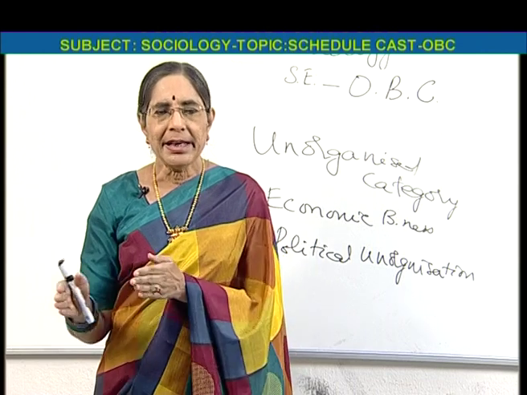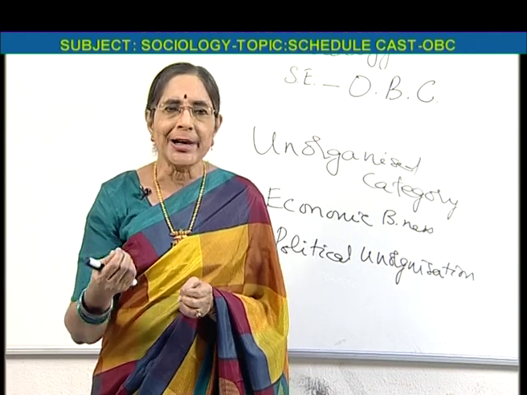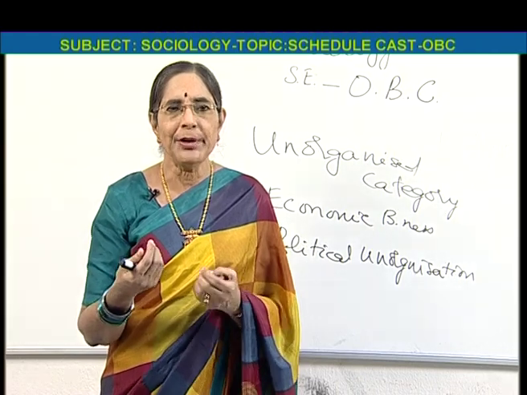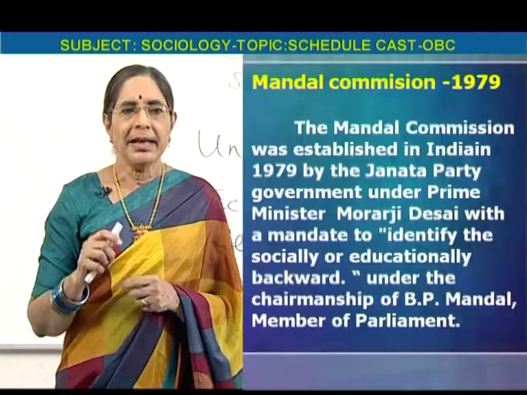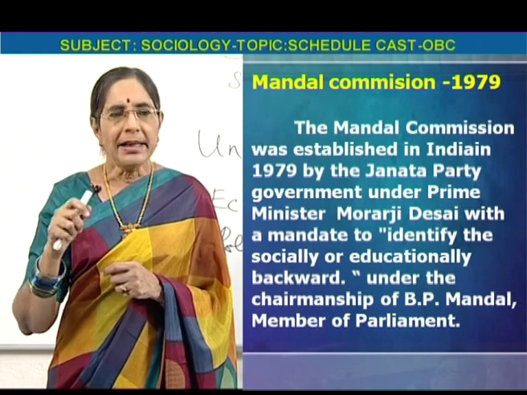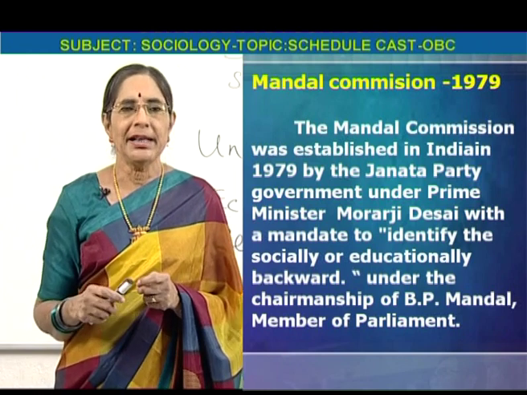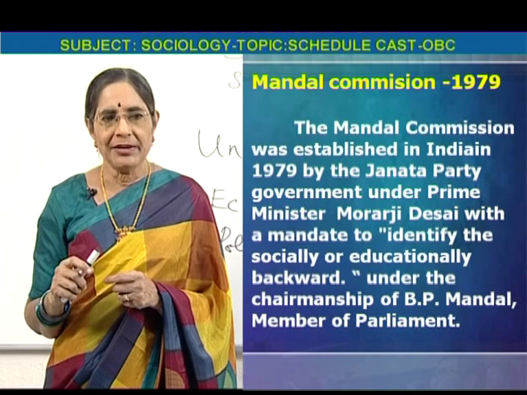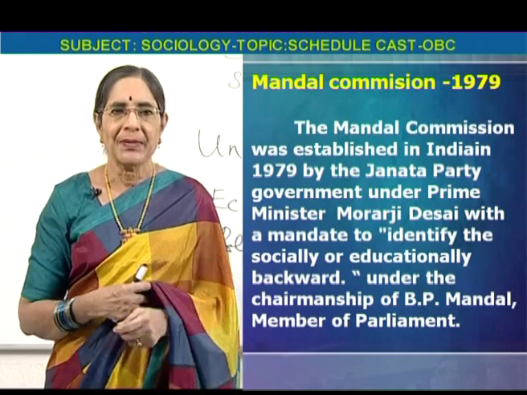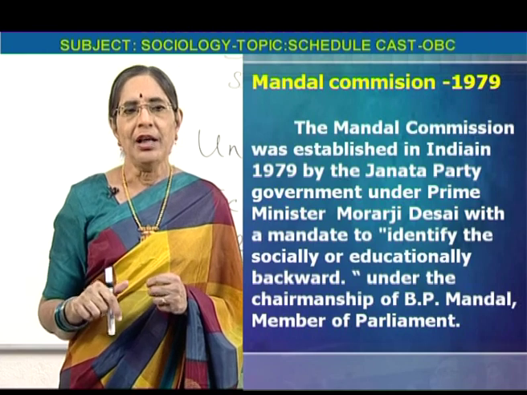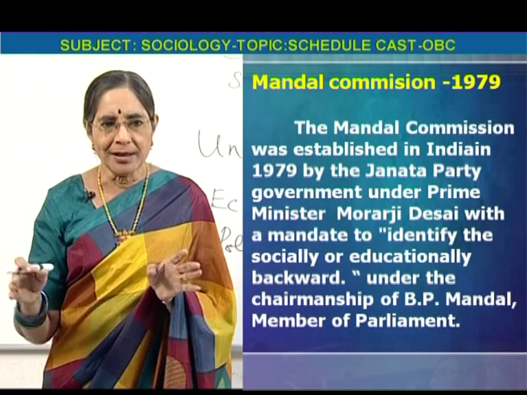When these committees submitted their reports, the government felt that there is a need to identify how many caste communities are backward. Unless and until we know how many are backward, it is not that easy to prepare any policy, isn't it? Hence, in the year 1979, another commission was constituted by the central government, popularly known as the Mandal Commission. It was established in 1979 by the then Janata Party government under the Prime Ministership of Morarji Desai. The mandate given to this Mandal Commission was to identify the socially or educationally backward communities, classes or castes.